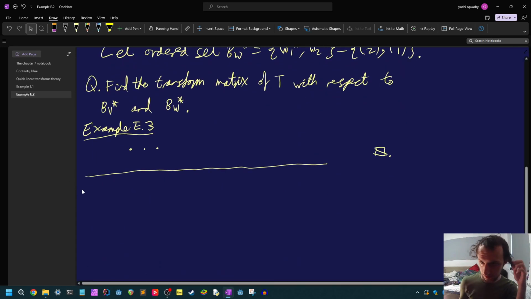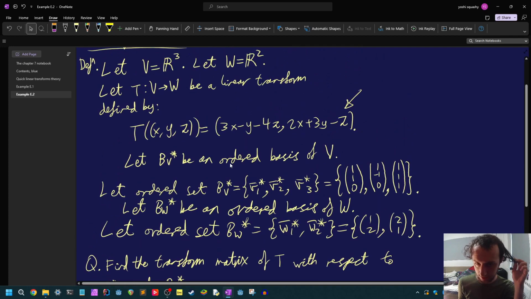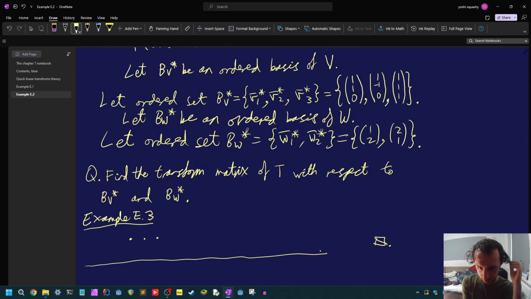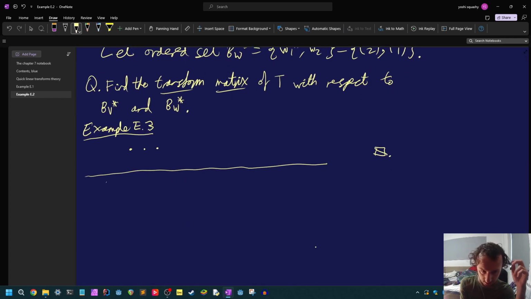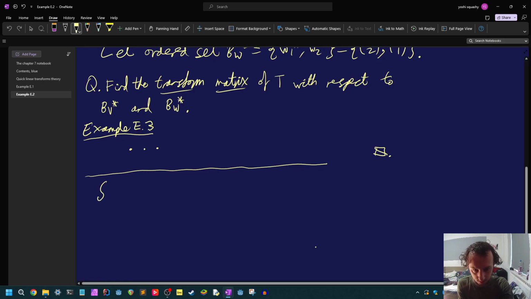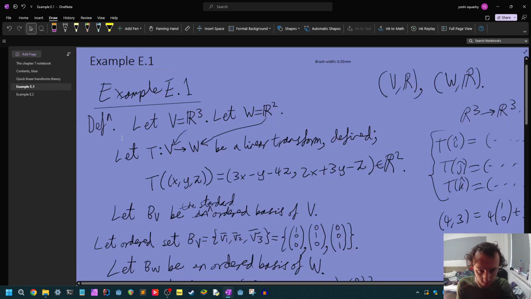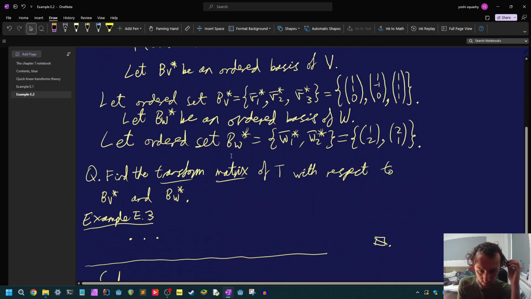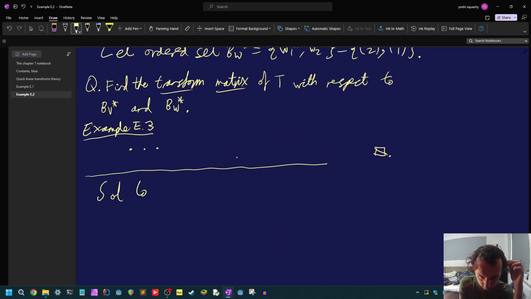Okay, so this is our question. So we've got some new bases, same linear transformation, same V and W, and we know that T is a linear transformation defined by this. And now we're going to find the transform matrix of T, but this time with respect to BV star and BW star, right? Okay, let's do it. Solution. How did I write this before? Solution to example 1, 2.